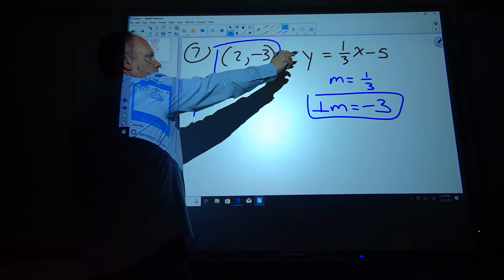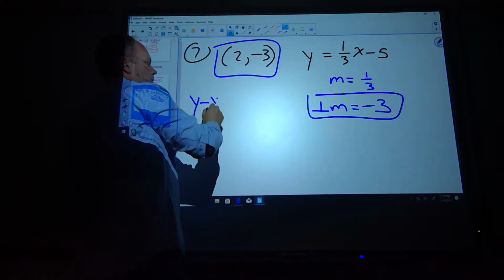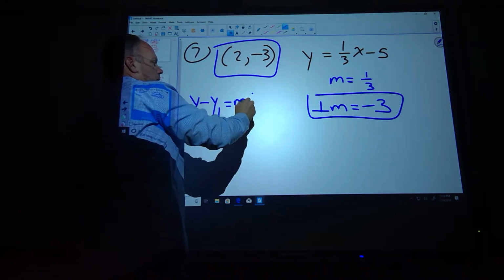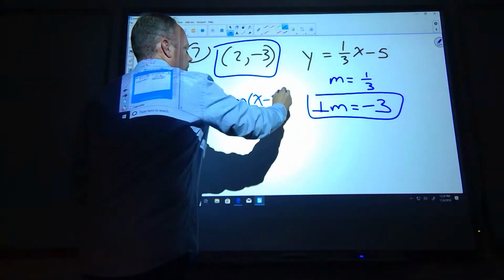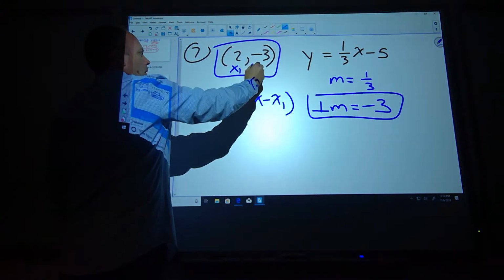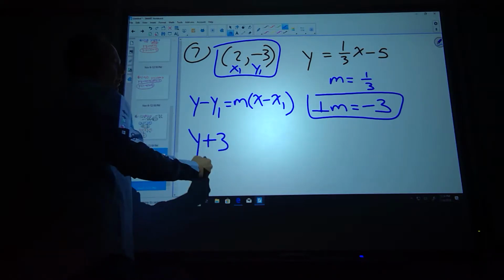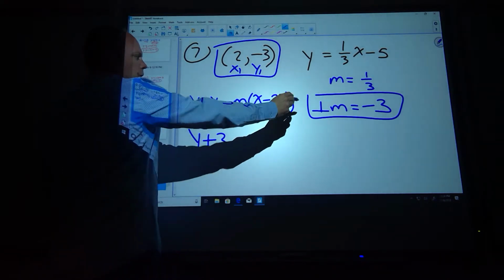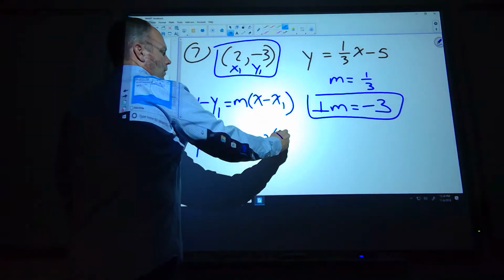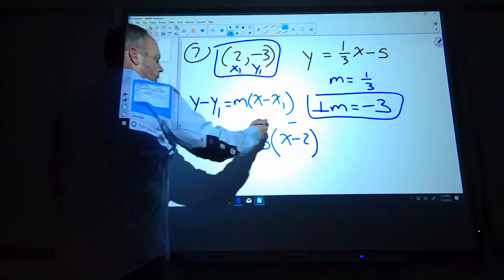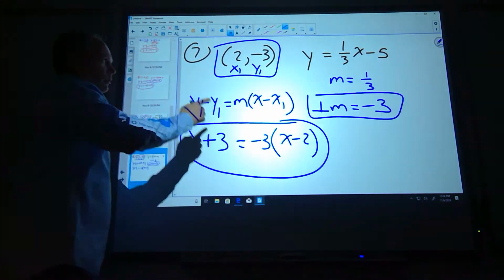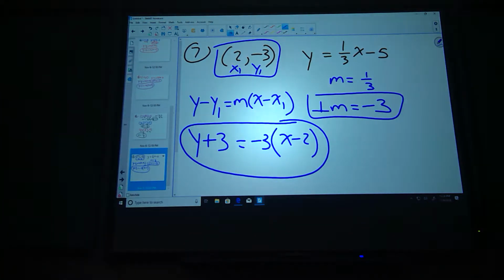Okay, so now I want to use this point and this perpendicular slope to find the line that's perpendicular to that and also contains this point. I got x1, I got y1. I get y minus -3, which is y plus 3. Agree? I'm using the perpendicular slope. I have x minus 2. So this equation right here is perpendicular to our original, meaning they will cross at a 90-degree angle, and it also contains the point 2, -3.